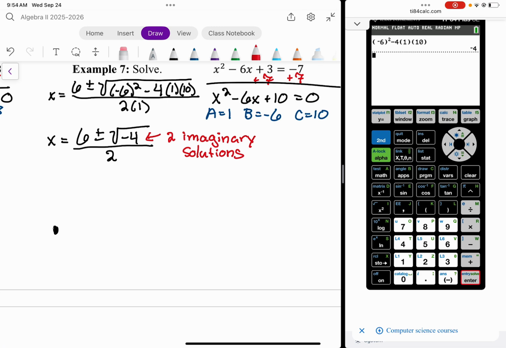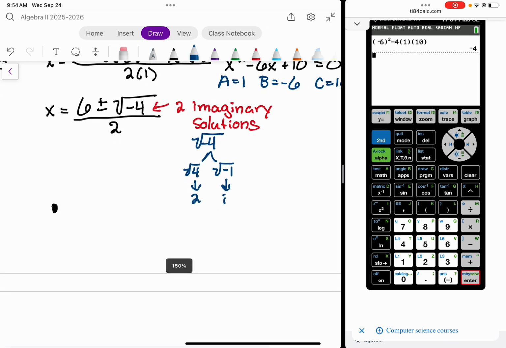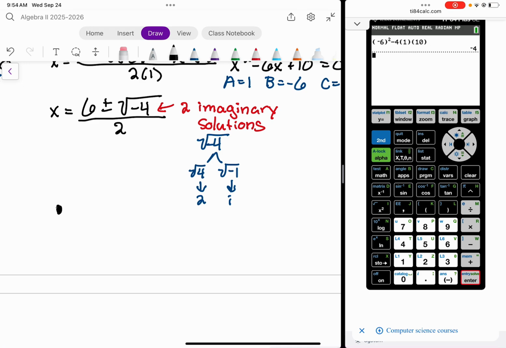Okay. We should also simplify that square root. So the square root of negative 4, we're going to do the square root of 4, and the square root of negative 1. The square root of negative 1 is i. So then we know we would have x equals 6 plus or minus 2i all over 2. Now we should get 2 imaginary solutions.